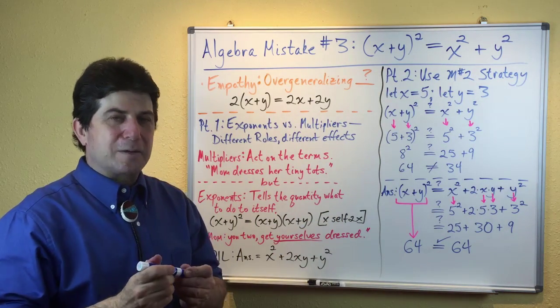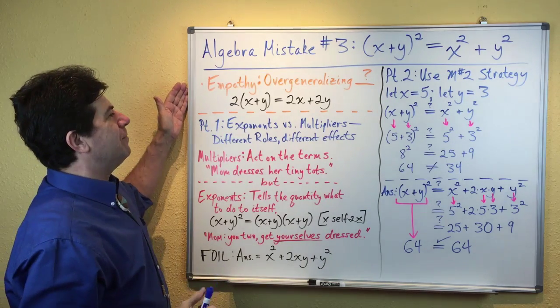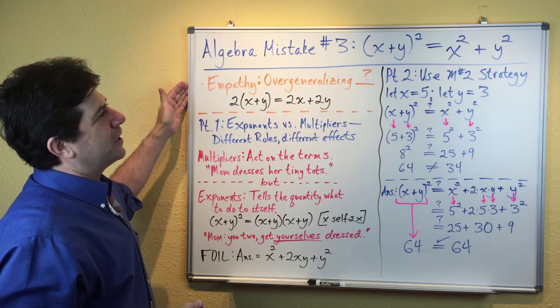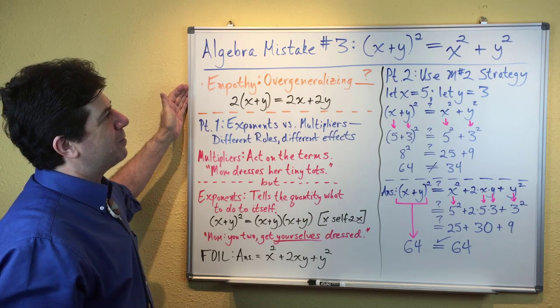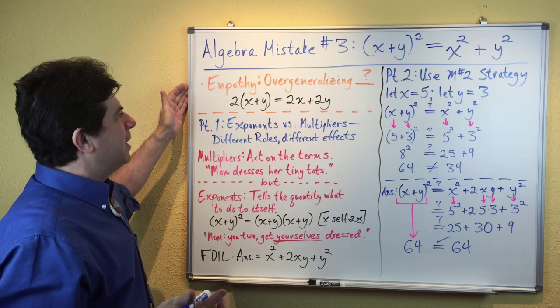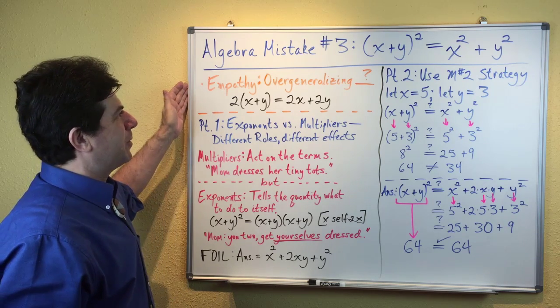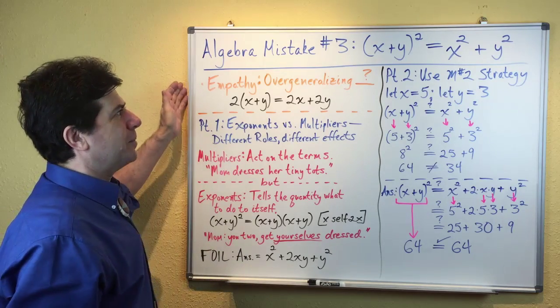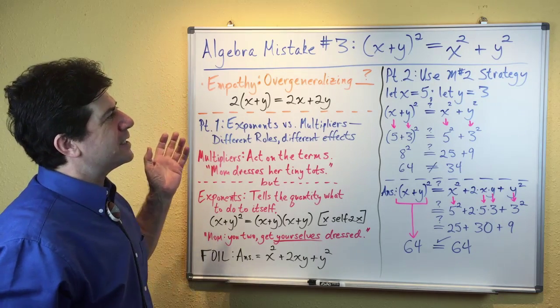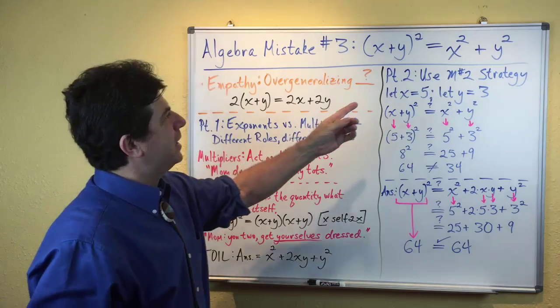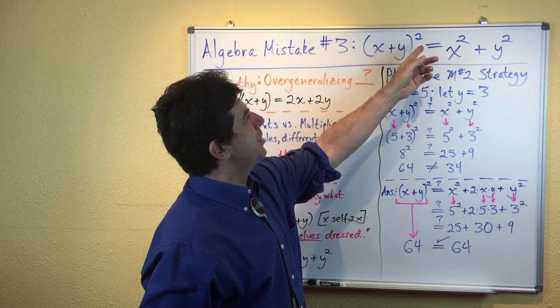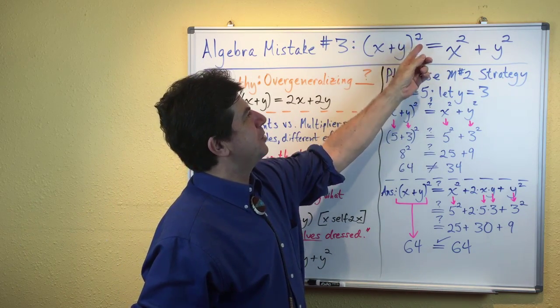Now, let's take a moment, as we always do, to have a little empathy for students and try to understand where they're coming from in making this mistake. In my experience in talking with students about why they make this mistake, what they usually say is, well, basically, I distributed the 2. I distributed the 2 to the x and I distributed the 2 to the y.